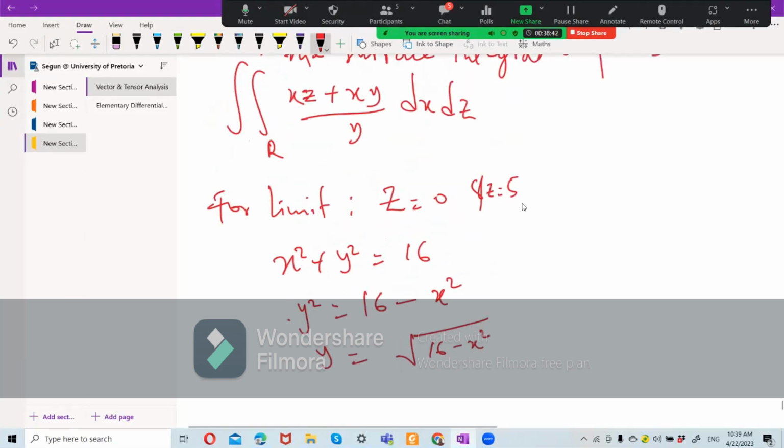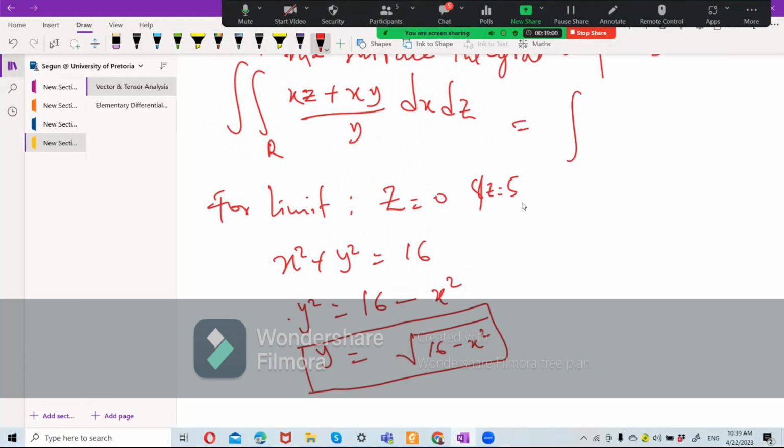Now go back to the equation, to this one. Anywhere you see y, you substitute this there. This is the value you need to substitute anywhere you see y. Please take note of that. So which means I have the integral of z equals 0 to 5. Then x equals 0 to 4.